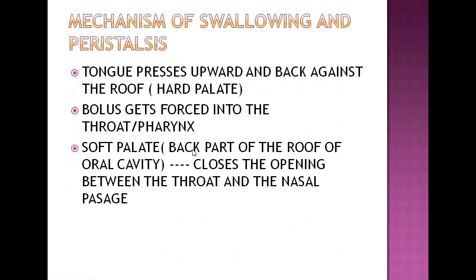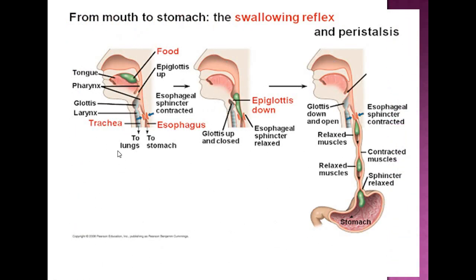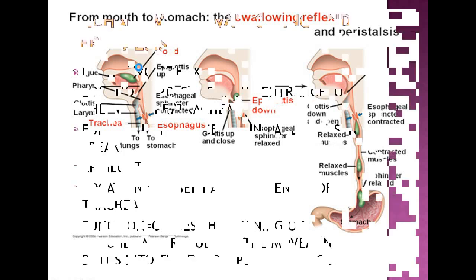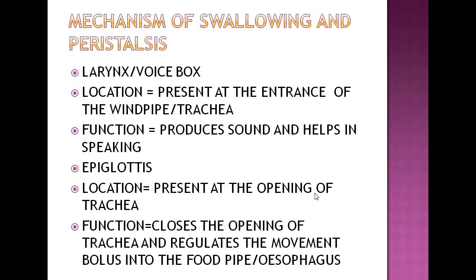Then the soft palate, that is the back part of the roof of the oral cavity, closes the opening between the throat and the nasal passages. You see here the soft palate is closing the opening between this nasal cavity and this oral cavity. The dark one is the nasal cavity. So this soft palate is closing the opening of the nasal cavity. Soft palate closes the opening between the throat and the nasal passages.